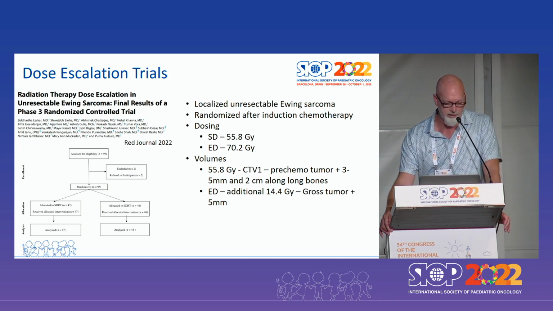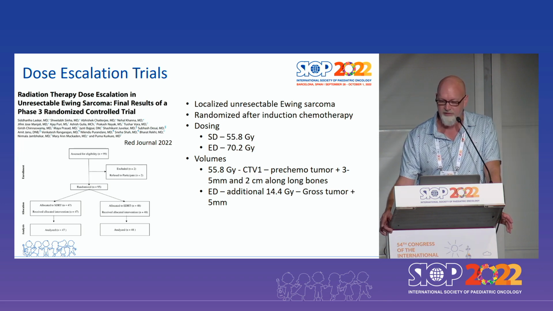There were about 100 patients in this trial and really had an excellent uptake of randomization, which is encouraging because that's always difficult as a radiation oncologist to consider a dose escalation trial with a standard and a higher dose arm as far as how acceptable this will be to families.